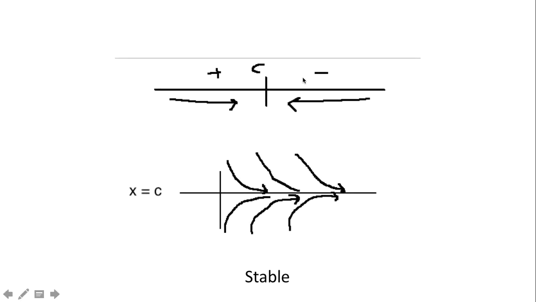And here, if the value is greater than c and the derivative is negative, then it's going to go left. If it's less than c but it's positive, then it's going to go right. Then they're both going to go towards c. As you can see from the graph, they're both going towards c.